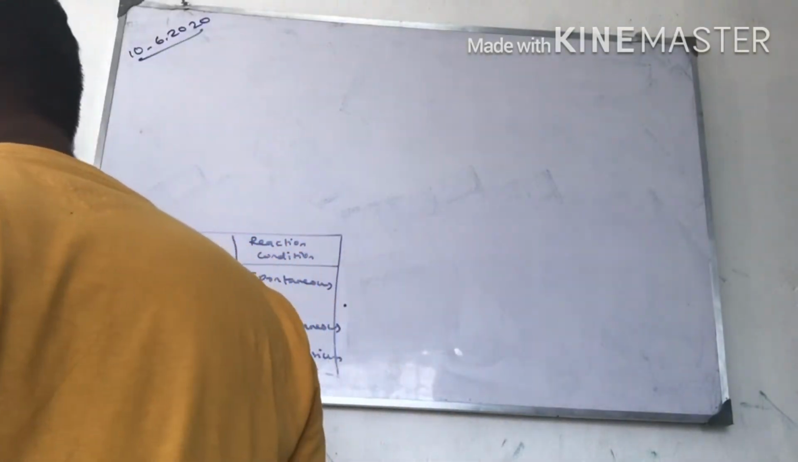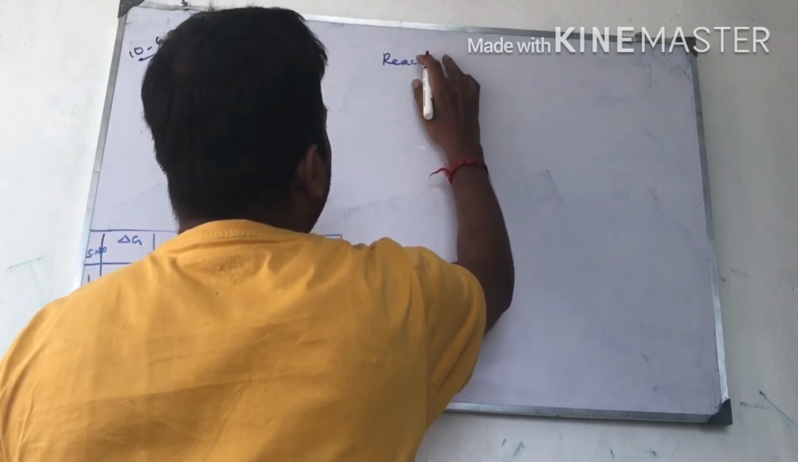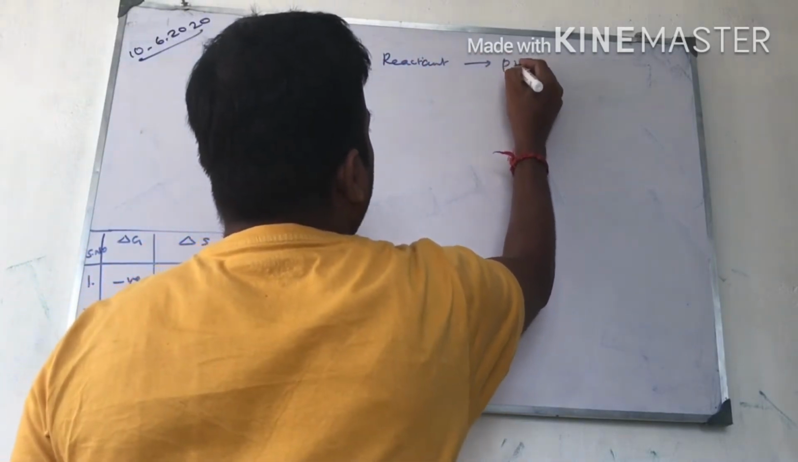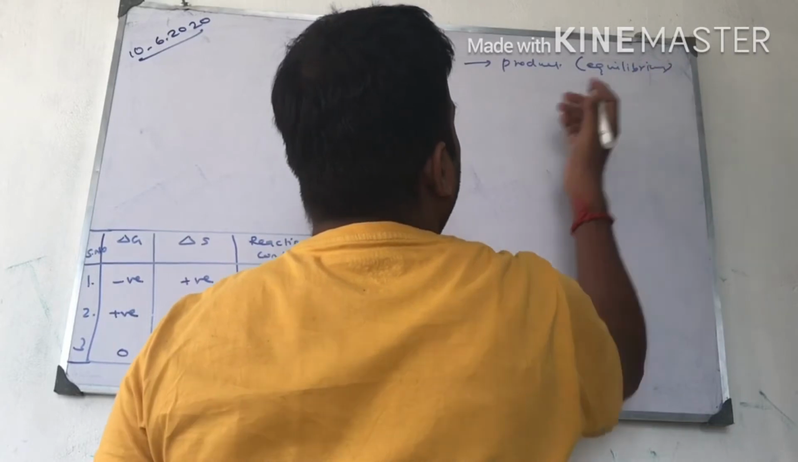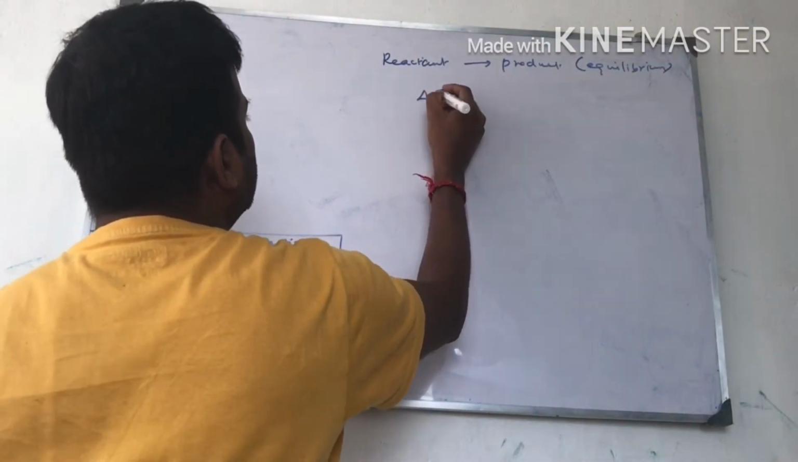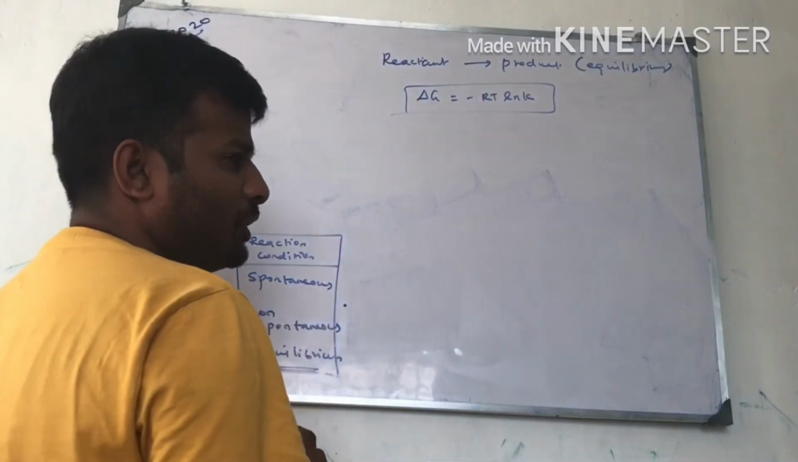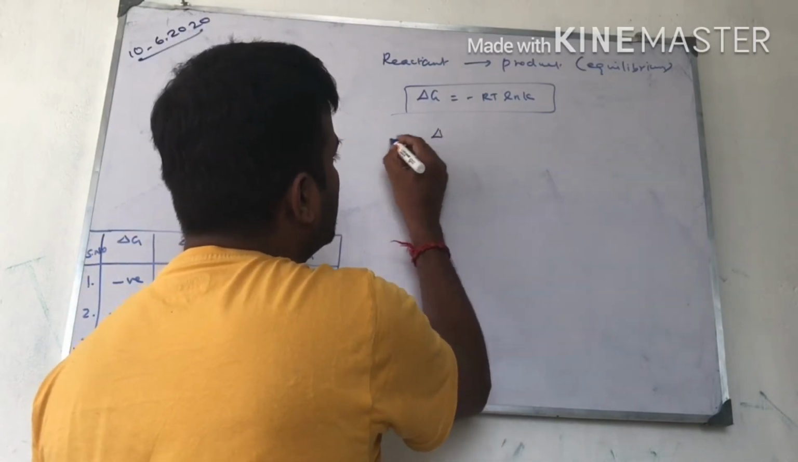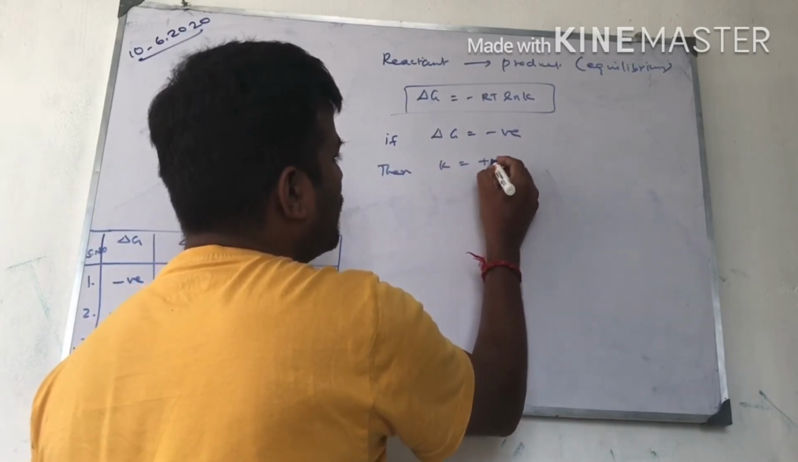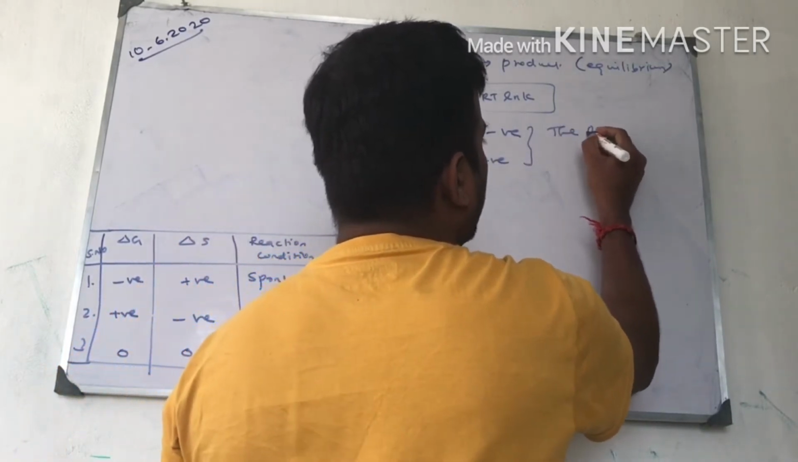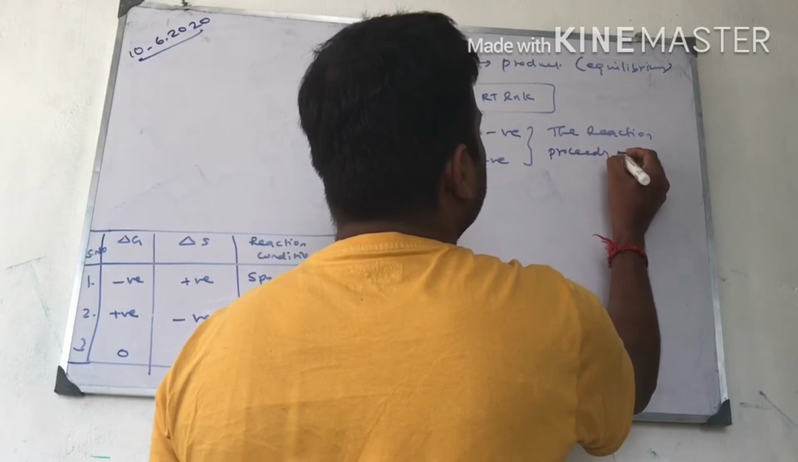Next one is, if the reactant and product are at equilibrium condition, delta G is equal to minus RT log K. This is also one more Gibbs energy equation. If delta G is negative, then K is positive. The reaction proceeds in the forward direction. This is also given in 11th standard.